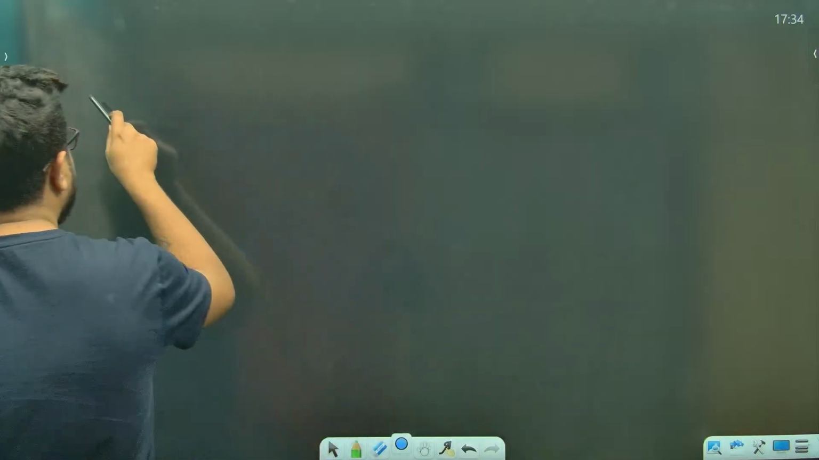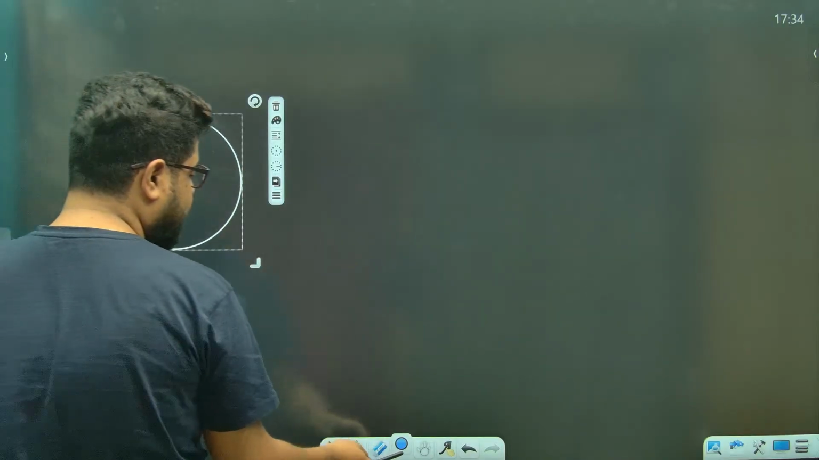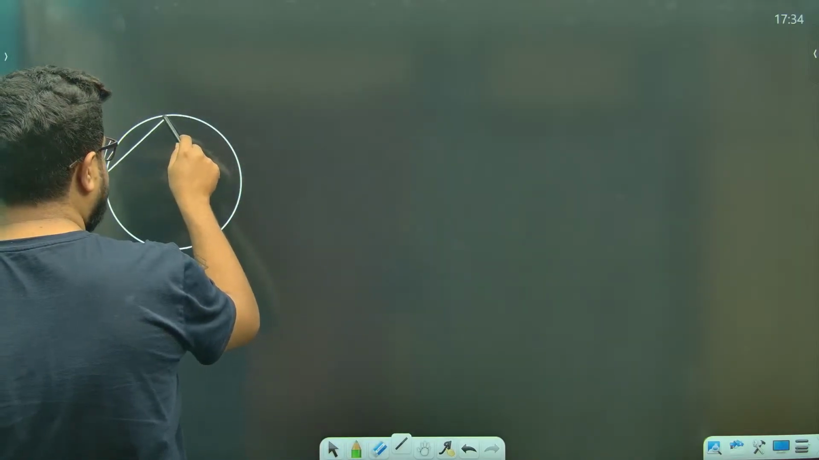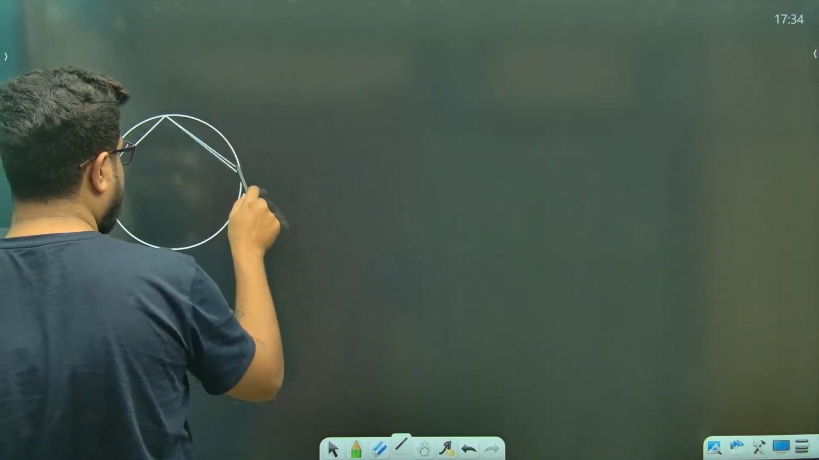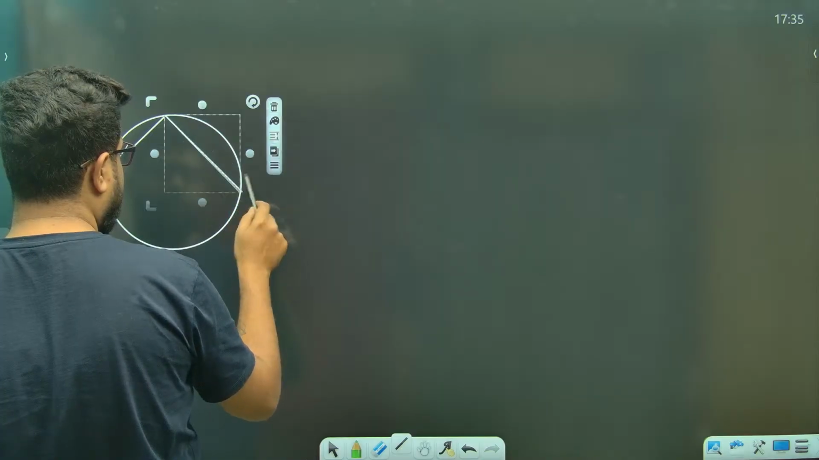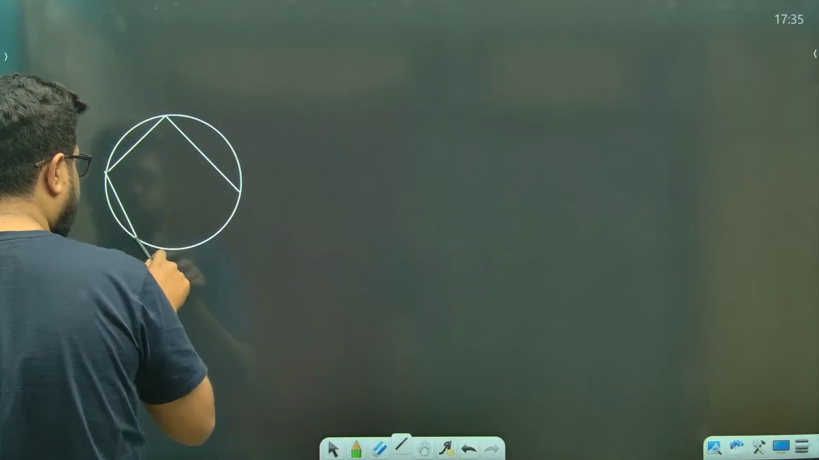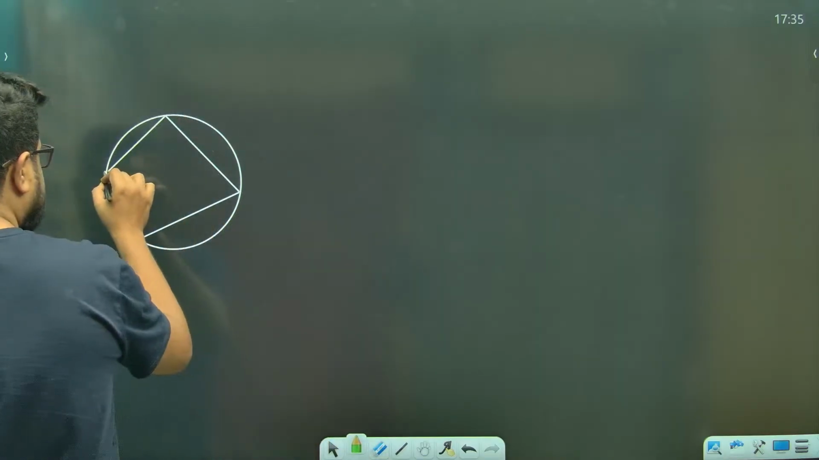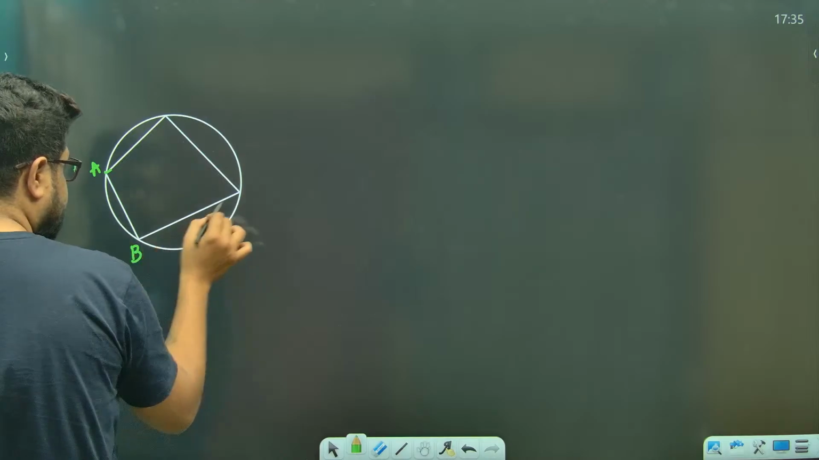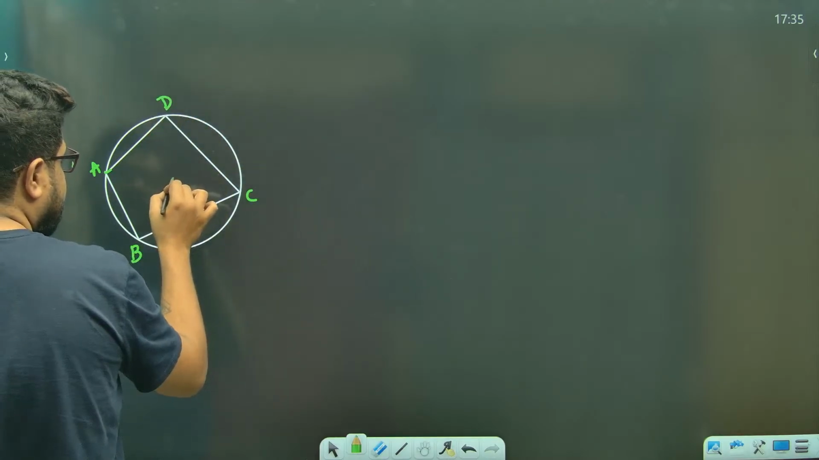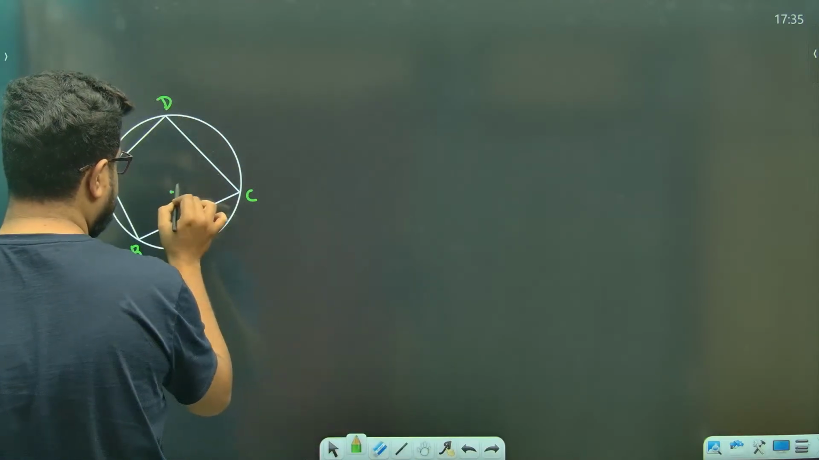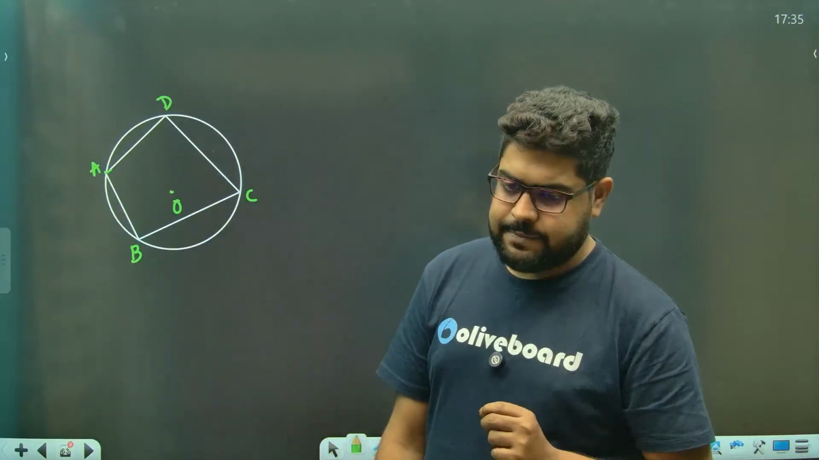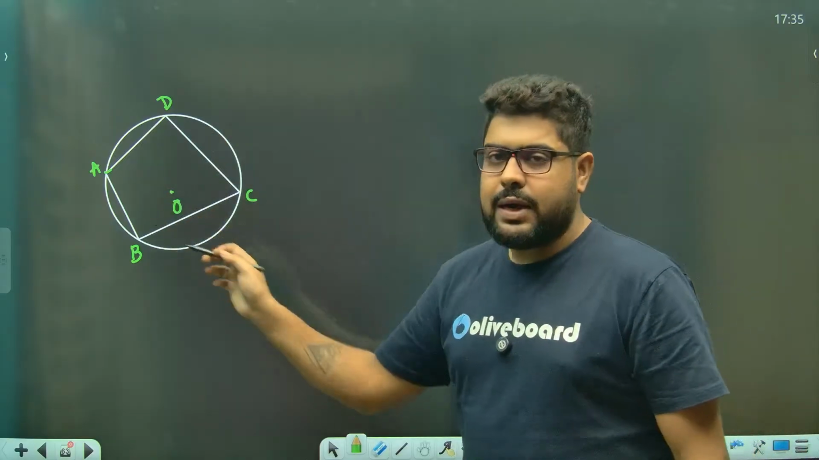Sir, what is a cyclic quadrilateral? If you get a quadrilateral of which all four of its vertices, this is A, B, C, D, and this is the center, I'm taking the center over here. All four of its vertices are on the circumference. Then this is called a cyclic quadrilateral.